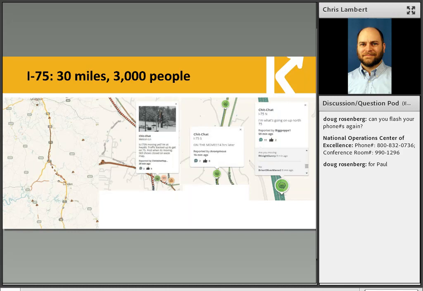We just pulled up the map and started looking at the map chat features, the little green bubbles across the map, and that gave us better awareness about what was happening.